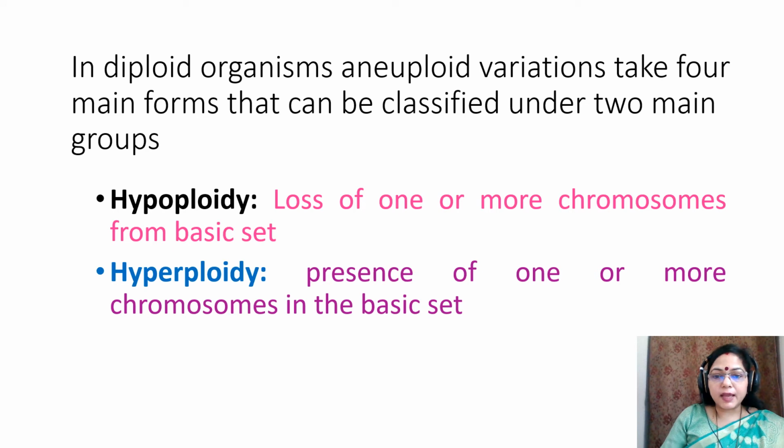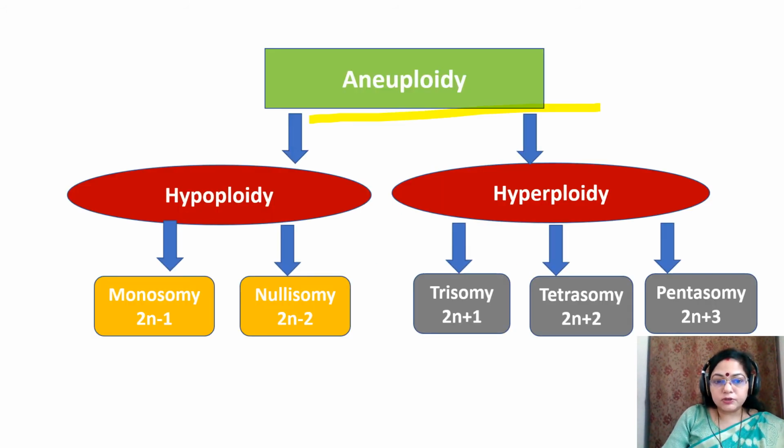In diploid organisms, aneuploid variations take four main forms that can be classified under two main groups. Number one is hypoploidy and number two is hyperploidy. Loss of one or more chromosomes from the basic set is hypoploidy, and presence of one or more extra chromosomes in the basic set is hyperploidy. Aneuploidy is divided into hypoploidy and hyperploidy. Hypoploidy can be monosomic, that is 2n minus 1, or nullisomy, that is 2n minus 2. And hyperploidy can be trisomy 2n plus 1, tetrasomy 2n plus 2, pentasomy 2n plus 3, and so on.